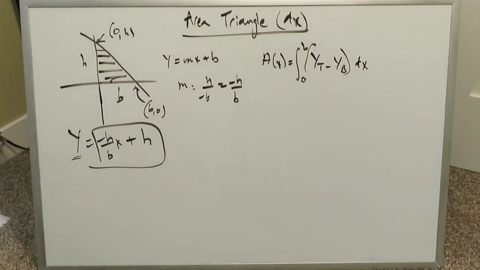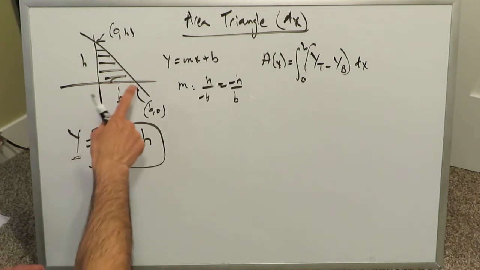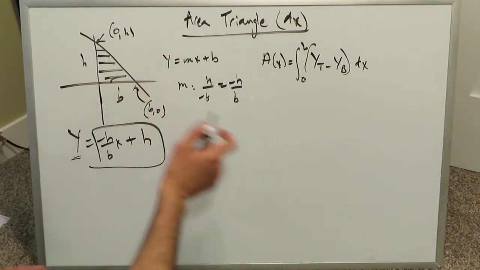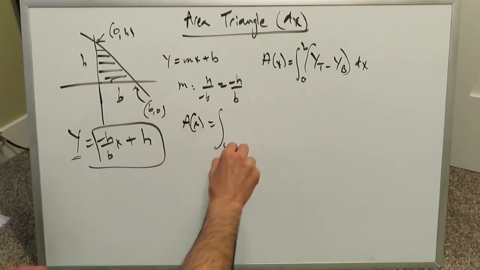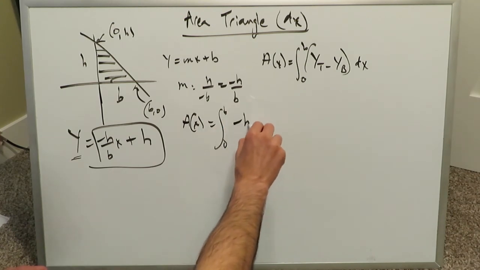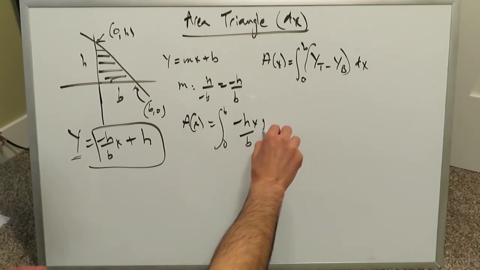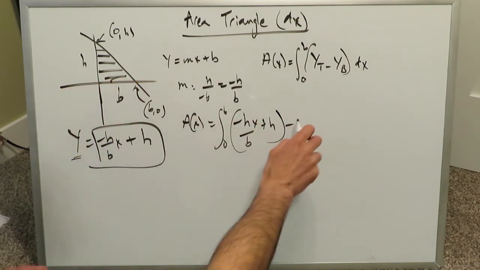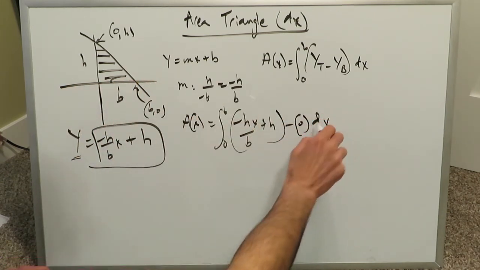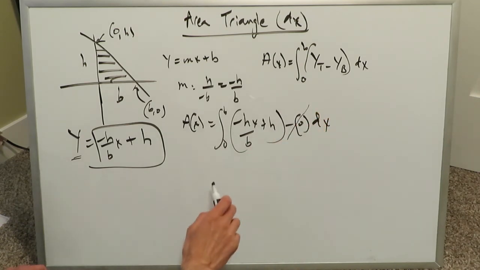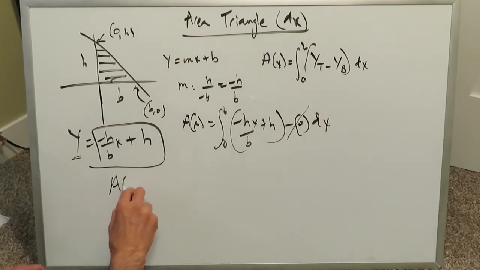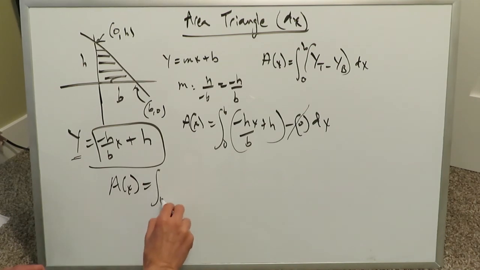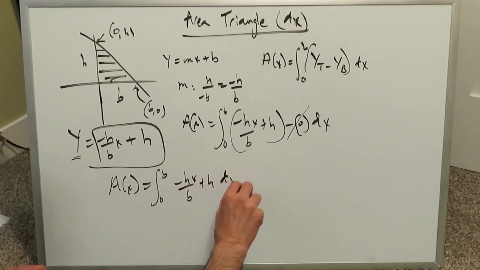What's my top boundary curve? Top boundary curve is this, which is right here. What's my lower boundary curve? It's right here, your x-axis. So it's not too hard. It's going to be from 0 to b, top boundary curve, which is minus hx over b plus h, minus lower boundary curve, which is y equals 0, which is just 0 with respect to dx. This is meaningless, we don't need to bring it in. So we just basically have area with regards to x from 0 to b of minus hx over b plus h dx.